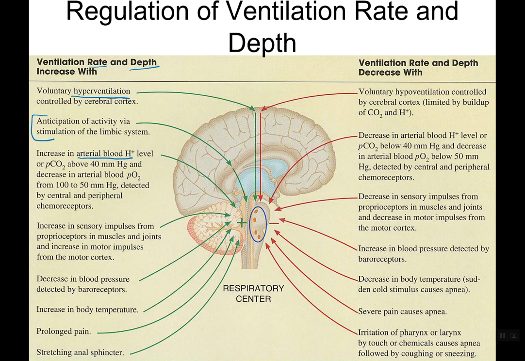Increases in sensory impulses from proprioreceptors in muscles and joints will also do this, and that's because if you're proprioceptively sensing more, that means you're moving around more, and you'll probably need to supply those active muscles with oxygen at higher rates. A decrease in blood pressure also changes your breath rate, as does increase in body temperature, prolonged pain, or stretching of the anal sphincter, oddly enough.